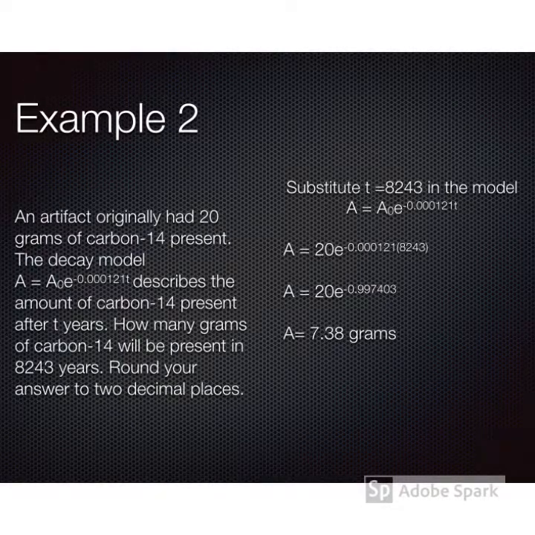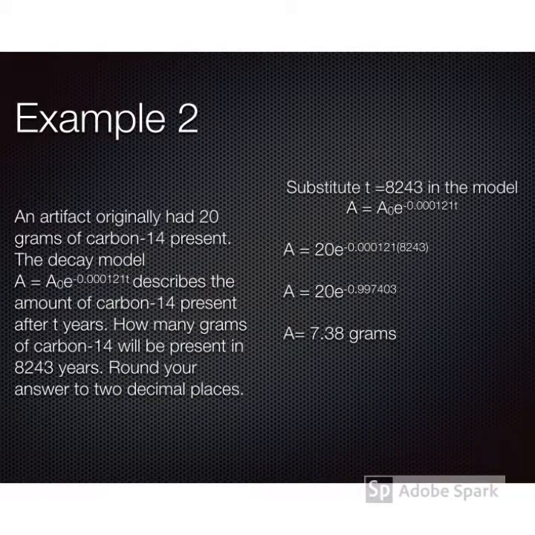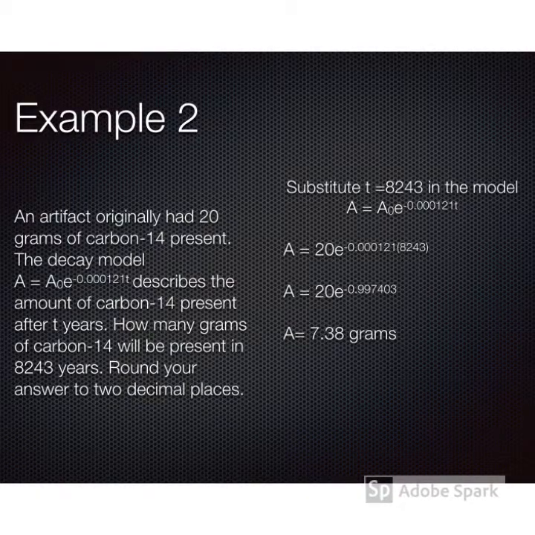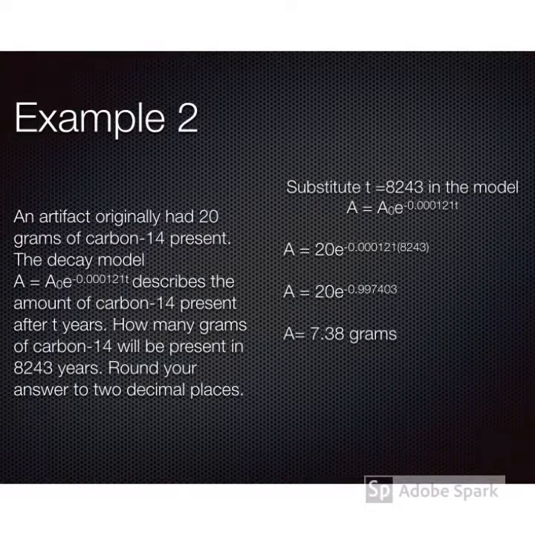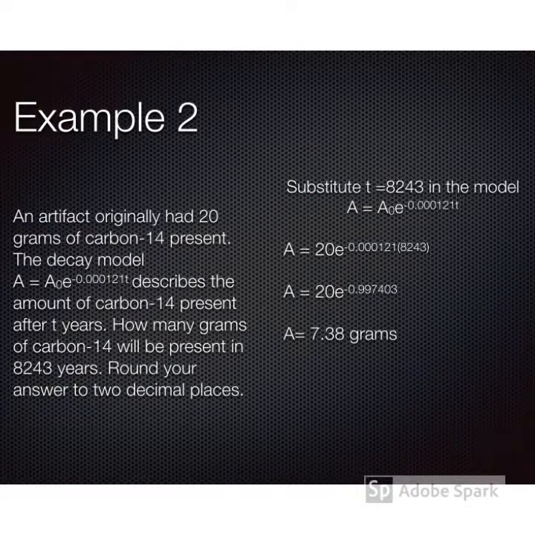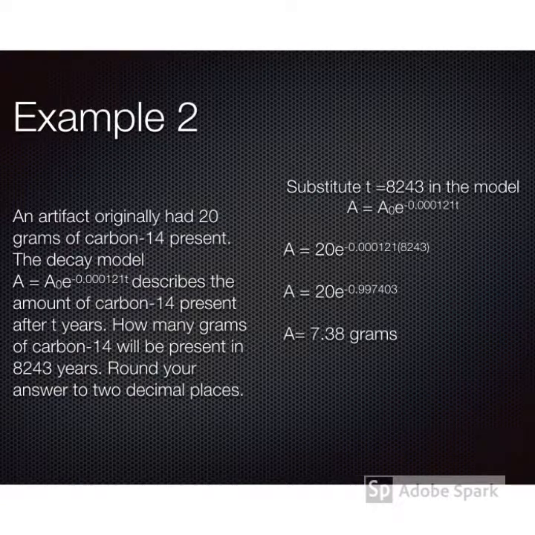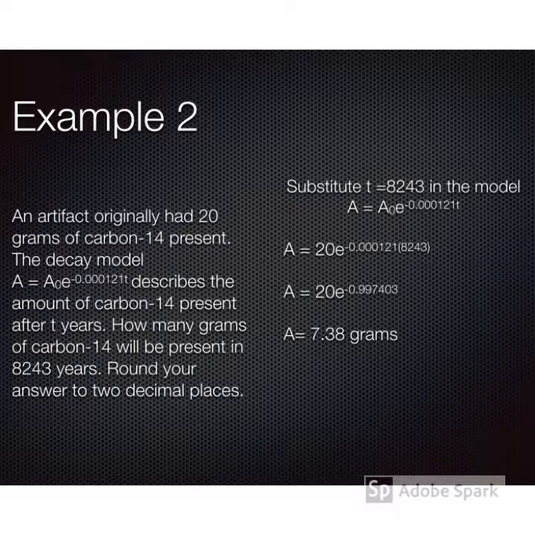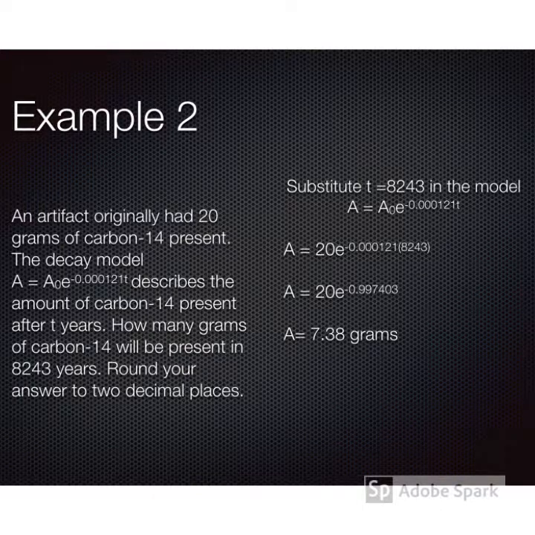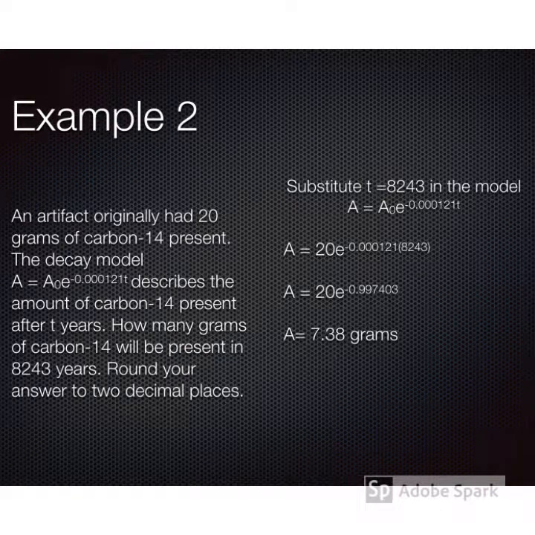A rule of thumb that I mentioned during my last lecture: when you're placing this inside your calculator, it is in your best interest to take the 8243 and multiply it by the negative 0.00012 first. Once you get that answer and raise it to the e power, raise e to that power, then multiply that by 20. If you do it all in one step, there's a possibility you're going to get the incorrect answer.